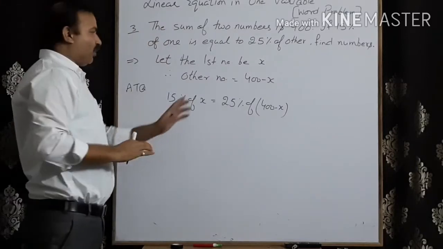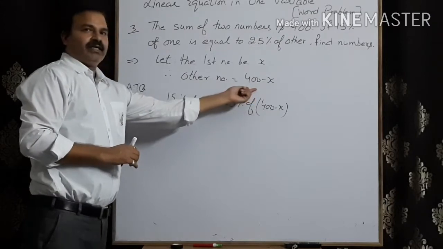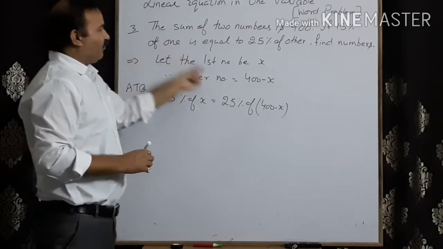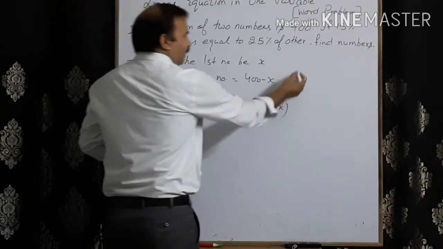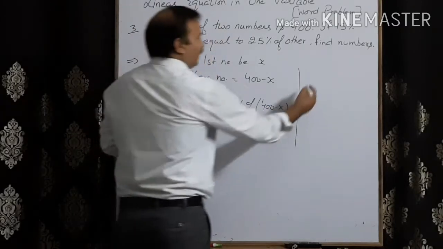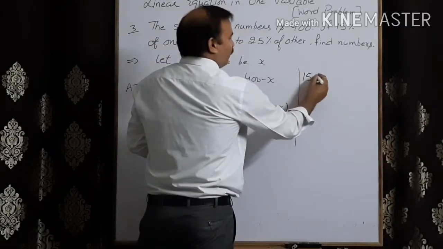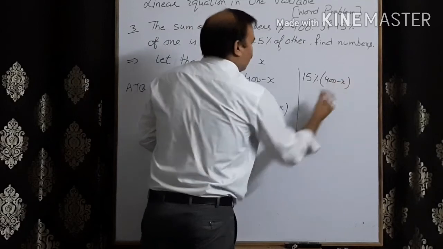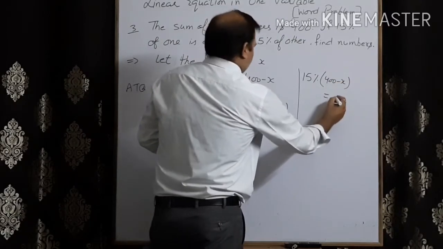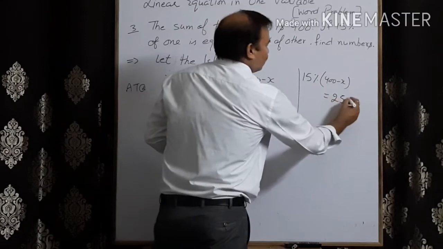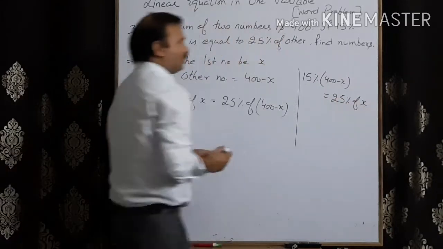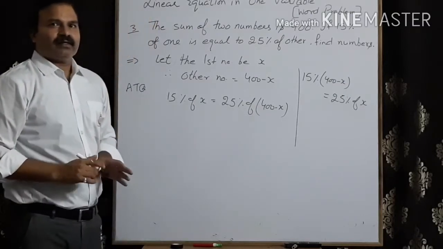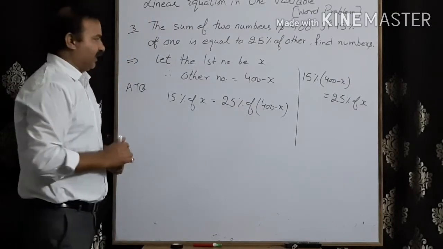But if you want to take the first number as 400 minus x, that is also possible. In that case, the question may be like this. If you write the statement that 15% of 400 minus x is equal to 25% of the other, that is 25% of x. So in that case also the question will be correct. Fine, there is no problem in that question.